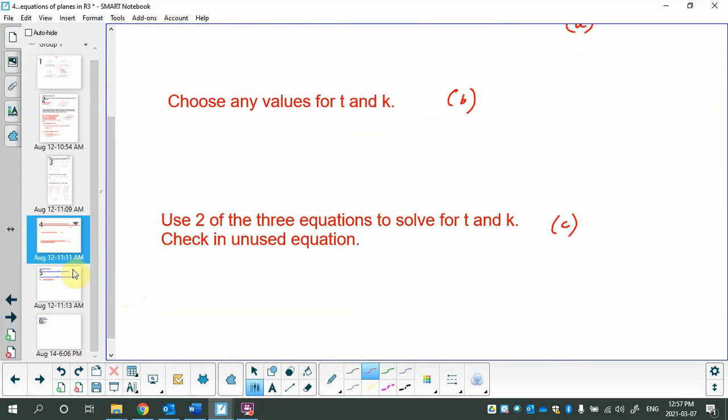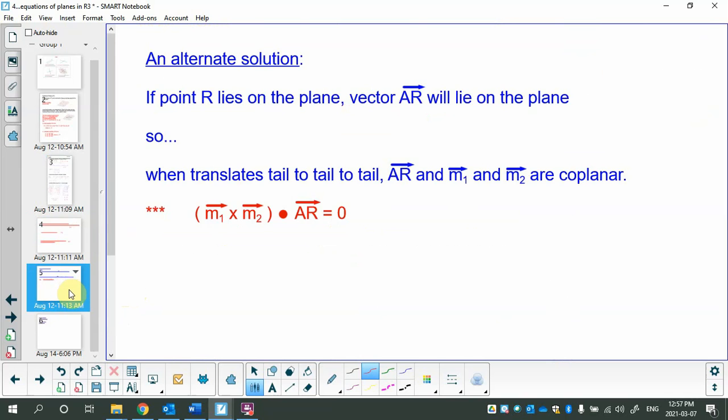Let's see what comes after this. An alternate solution is doing this. We will get to stuff that looks like this. Let's do it now just to remind you about this stuff. So if point R lies on the plane, vector AR will lie on the plane. So when translated tail to tail, vector AR and M1 and M2 are coplanar, meaning that they are in the same plane. So this is a check.